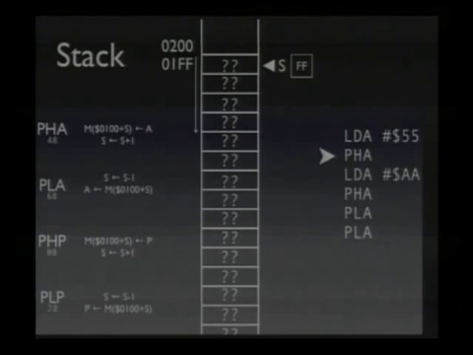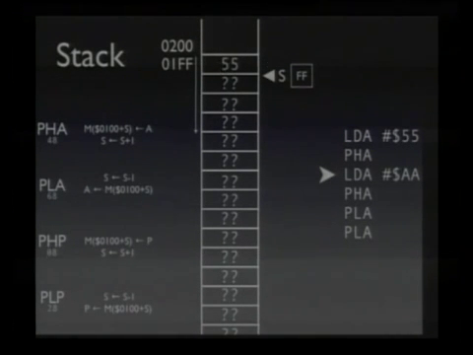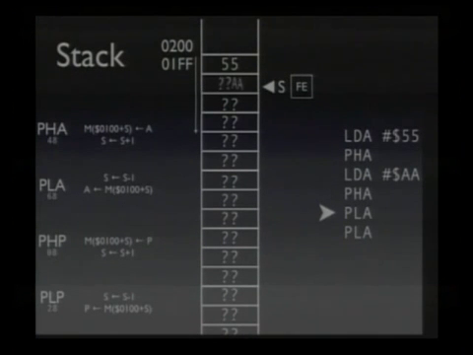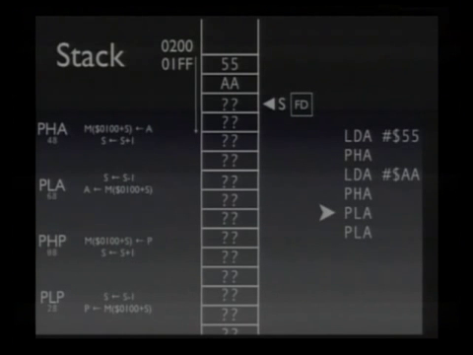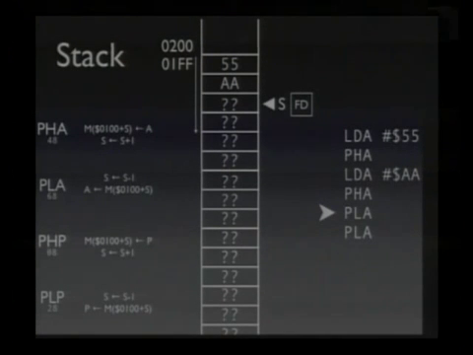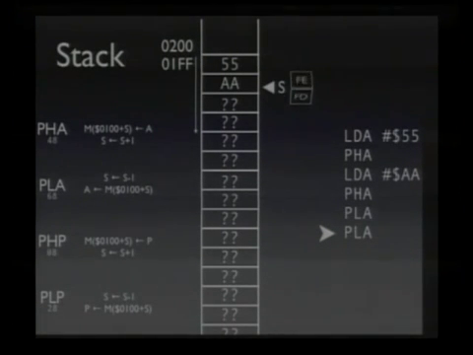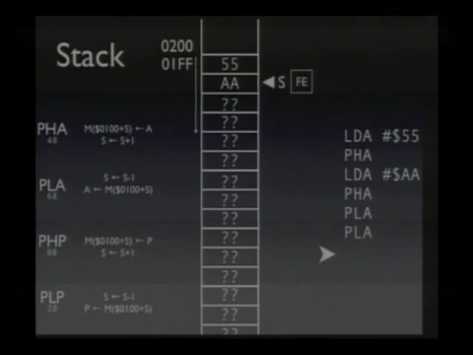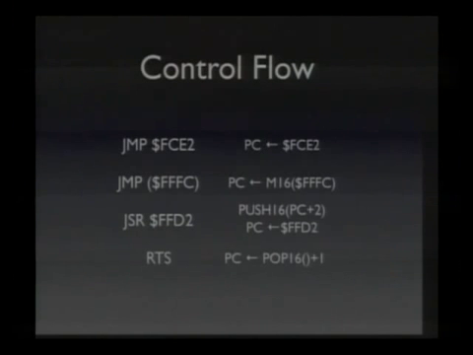So if I push something, I load something, I push it on the stack, what happens is it stores it at the address of the stack pointer and then decrements the stack pointer. I store another one, so it stores it at the address and decrements the stack pointer. When I pull something from the stack, so I can push and pull the accumulator and the processor status, then it will first increment the stack pointer and then read from that address. Let's do it again, read it, increment it, then read it.